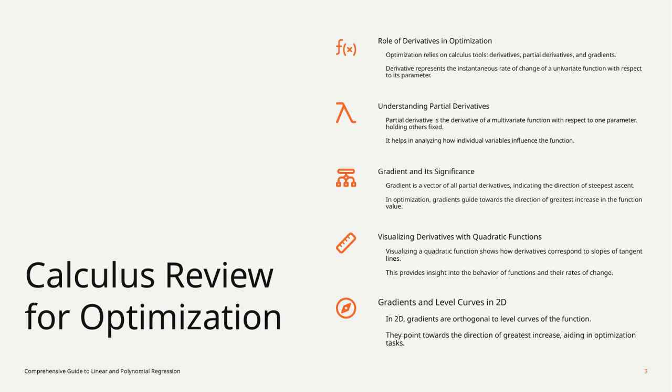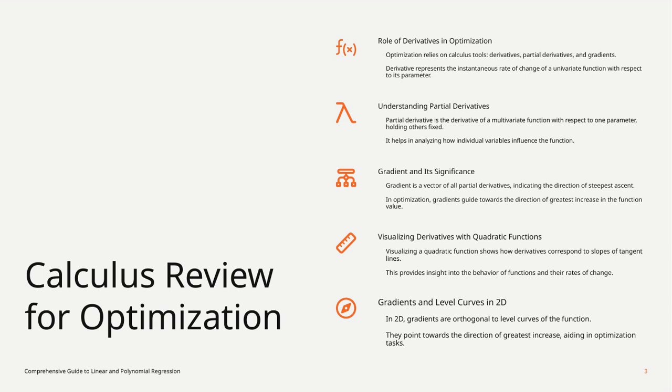Next, let's talk about the gradient. Think of the gradient as a vector that contains all the partial derivatives of a function. It points in the direction where the function increases the most steeply. This is crucial in optimization because following the gradient guides us toward the maximum or minimum of the function.